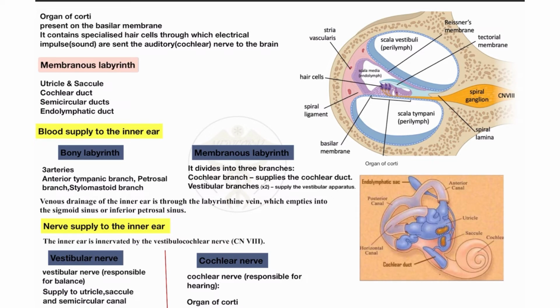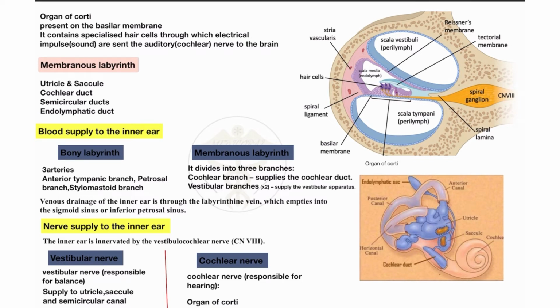What part is this? This membrane is called the Reissner membrane. The Reissner membrane is present next to the endolymph. Endolymph means the scala media part, between the border of the scala vestibuli and the scala media. This is called the Reissner membrane, and the tectorial membrane is present in this region, above the organ of Corti. This is the hair cell present in the organ of Corti, and this membrane is called the basilar membrane, where the organ of Corti is present.